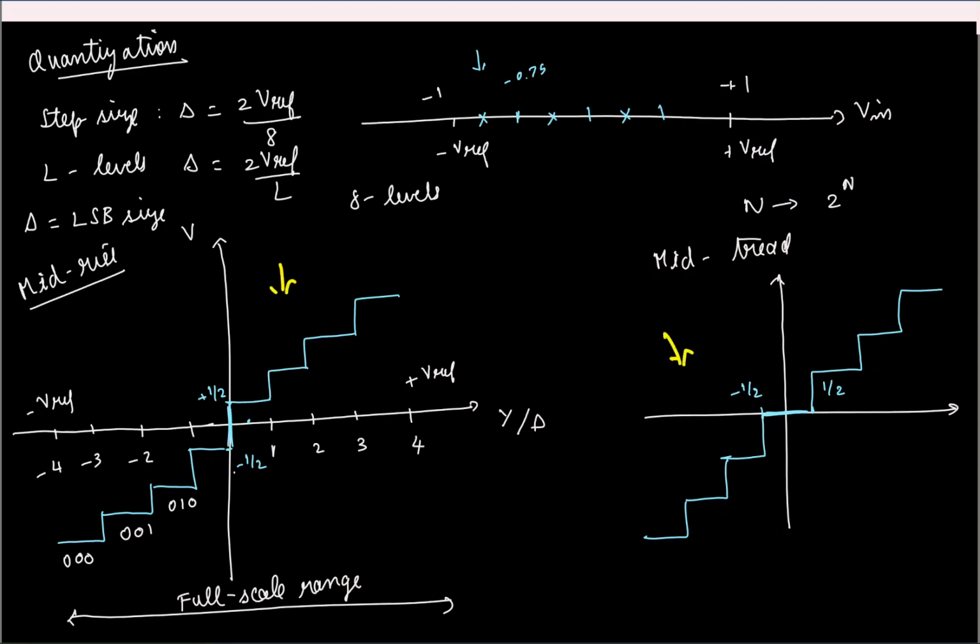The other thing is, in this mid-tread quantizer, if you have a symmetric characteristic, I should have an odd number of levels, right? Here, see, I have 3, 4, 5, 6, 7. Because 0 is one of the levels, I should have the same number of levels on the positive and negative sides, so the total is odd. Whereas here I can get a symmetric characteristic with an even number of levels, 8. A minor difference.